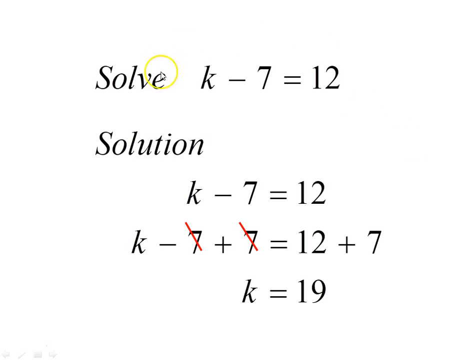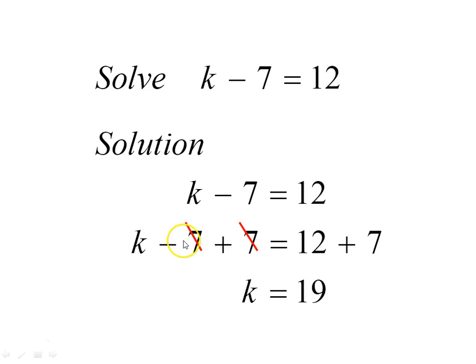Next one, we want to solve k minus 7 equals 12. We have the pronumeral, the variable k. We subtract 7 from it, we're left with 12. So what must k be? Well, if we could get rid of this minus 7, we would then be able to find the answer for what k is. So k minus 7 is 12.